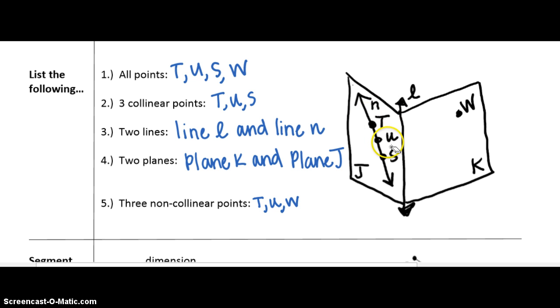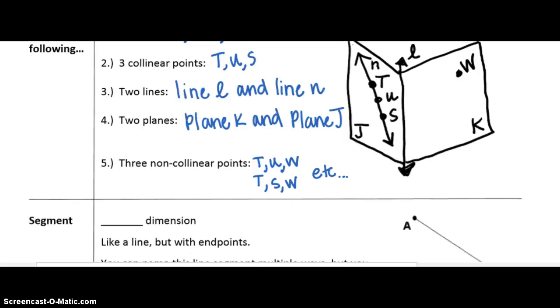A lot of students get stuck here because they're like, wait, T and U are on the same line, so they're collinear. So how can this be? Well, it has to be all 3 points on the same line, okay? So as long as one of them's not on the line, you're good to go. You also could say T, S, and W. There's a lot of options here. You could go on and on. As long as you have at least 1 point not on that line, it would be non-collinear, okay? So let's keep moving on to the next one.